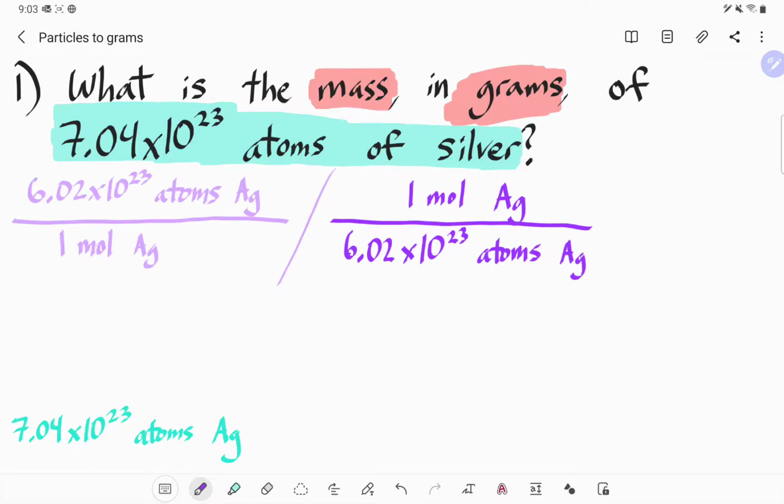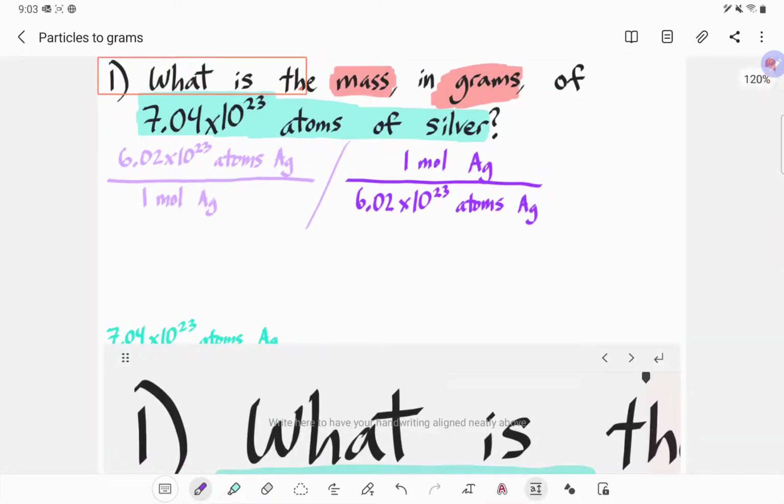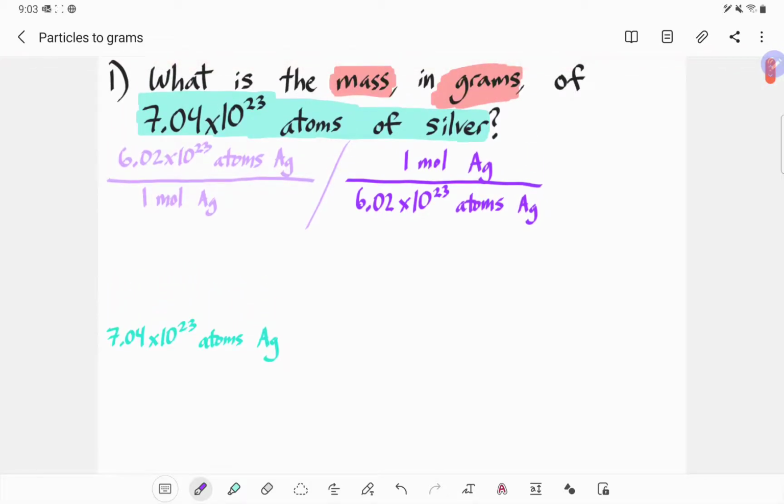I'm going to choose the one of these ratios that has atoms on the bottom. So right here, atoms is on the bottom, so it's going to cancel. So let's multiply this by that second ratio, 1 mole of silver for every 6.02 times 10 to the 23rd atoms of silver.